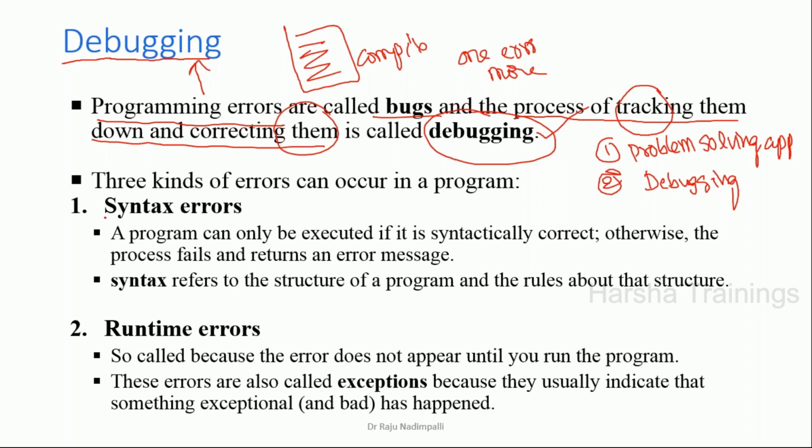Now there are two kinds of errors: syntactical errors and runtime errors. Syntactical errors means, for example, every programming language has some rules and regulations. If I'm writing a program in Python and I follow the rules and regulations of Python, I will not get any errors. If I violate the rules and regulations of Python, we will always get syntax errors. A program can only be executed if it is syntactically correct, according to the syntax and semantics.